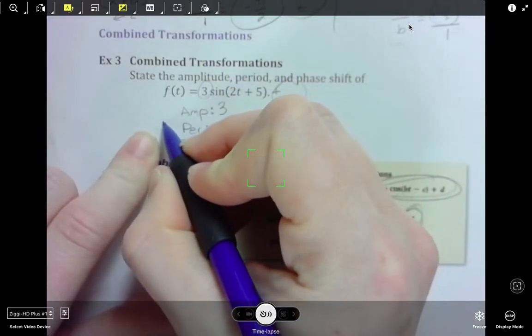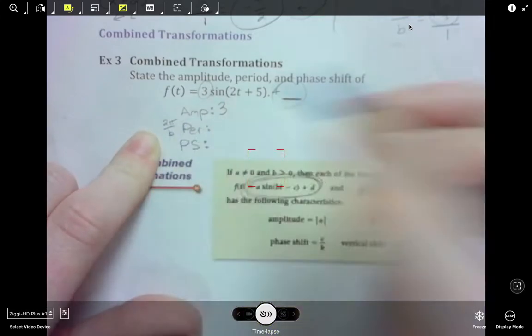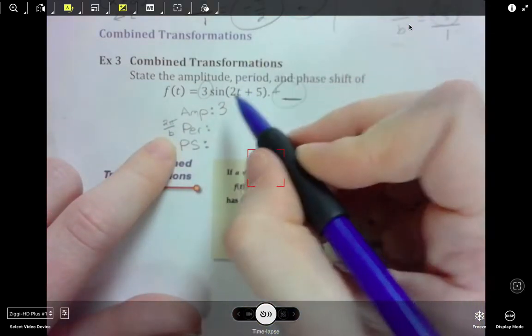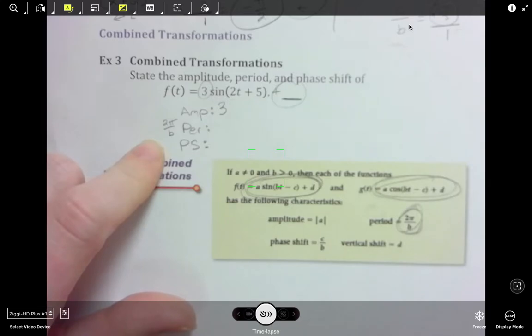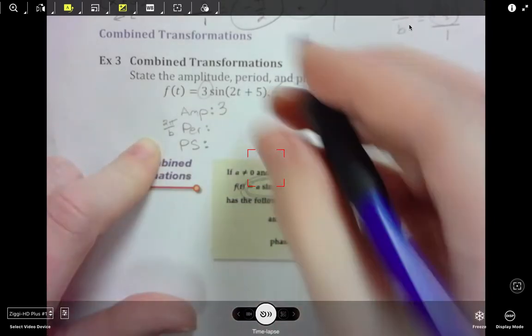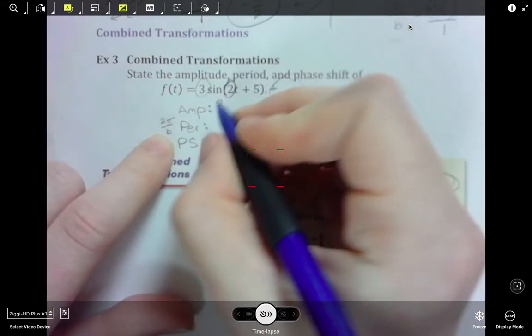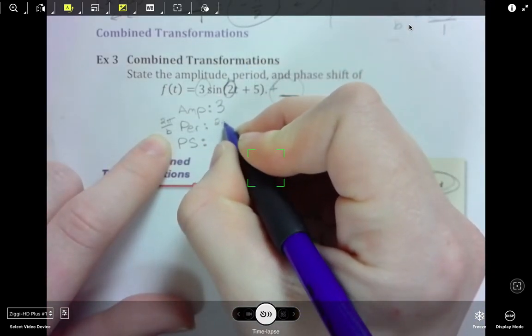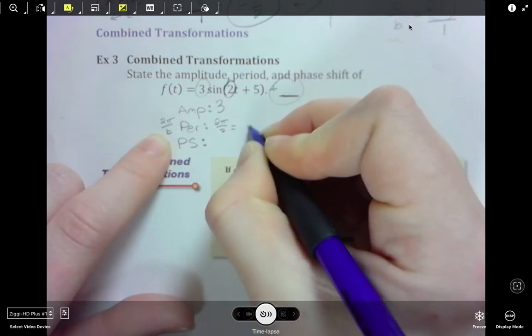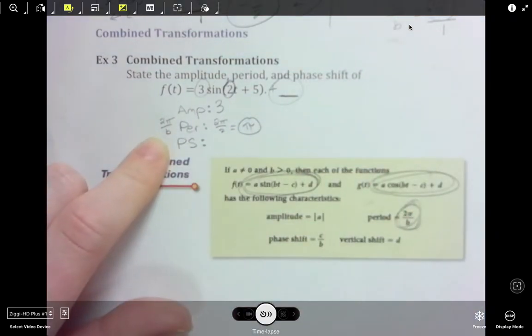Your period, okay? The formula for period is 2 pi over b. So I'm going to write that off to the side here. Now, look at this equation and try to determine what your b is. B is 2. That number that's in front of your variable. So to do period, it would be 2 pi over 2, which simplifies to pi. So my new period is pi now.